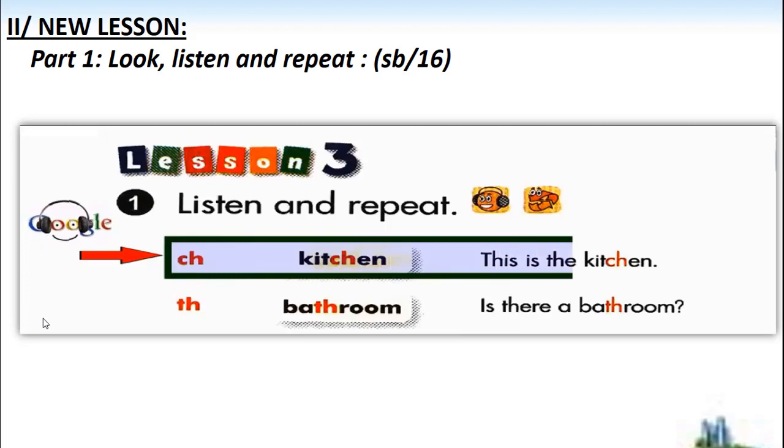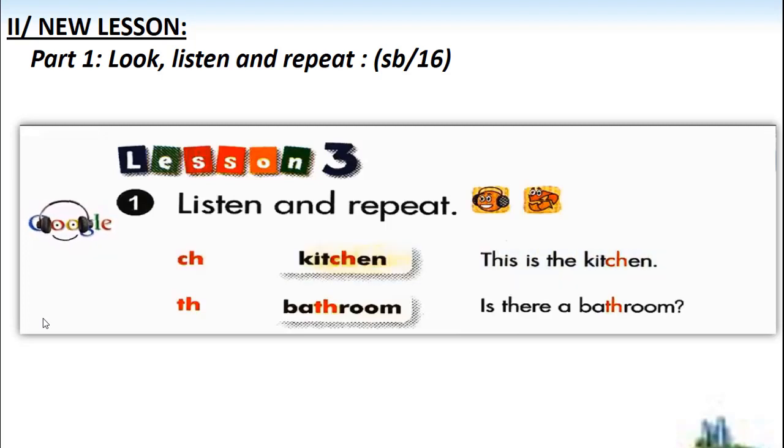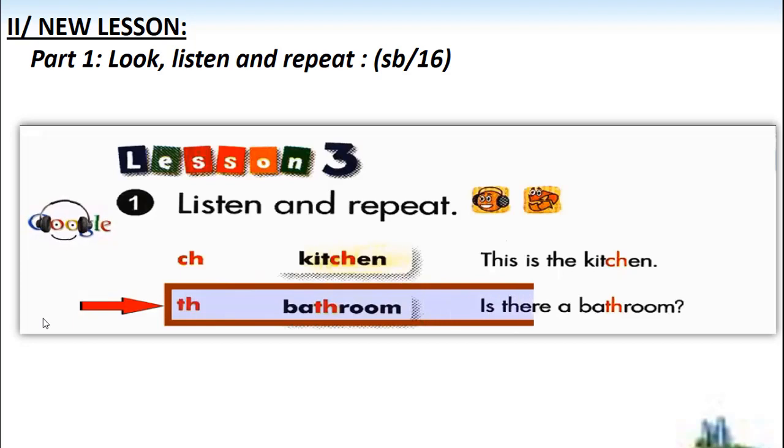Kitchen. This is the kitchen. Bathroom. Is there a bathroom? One more again.